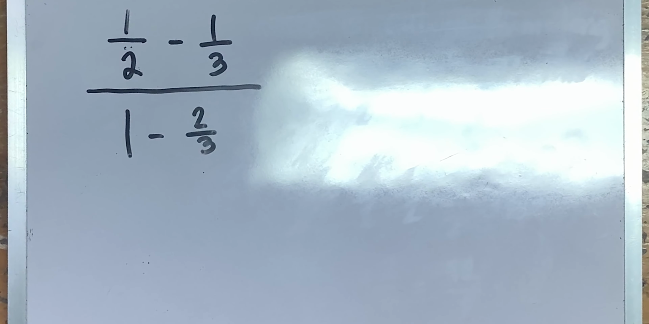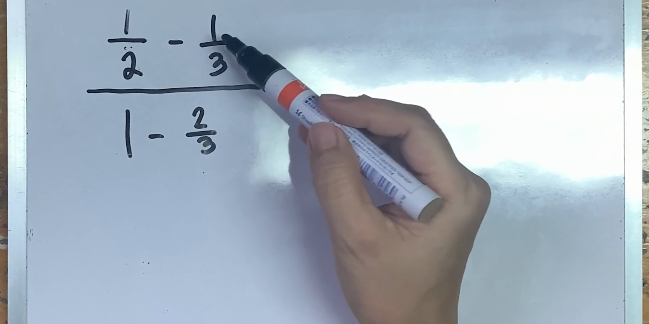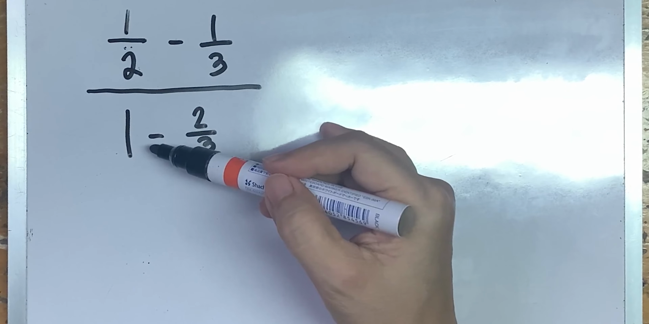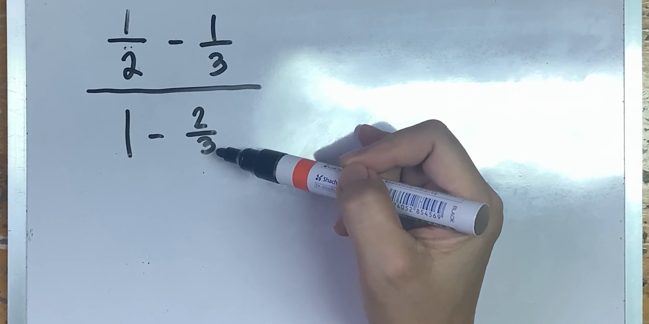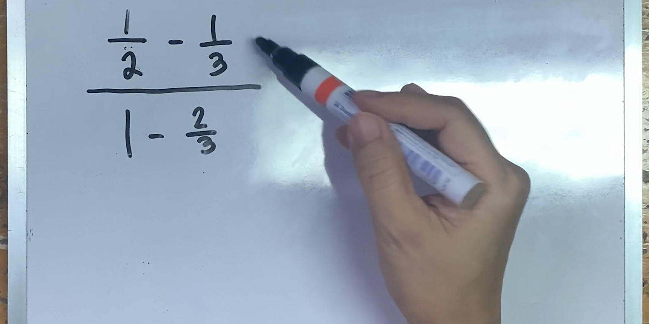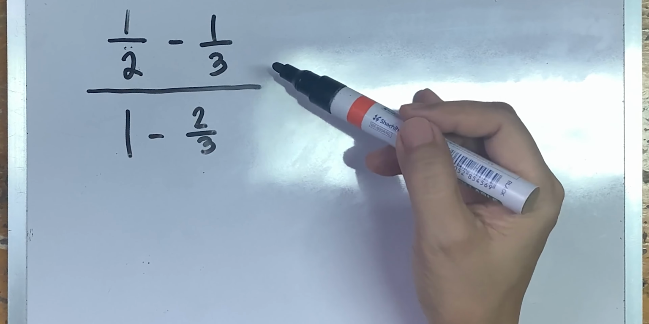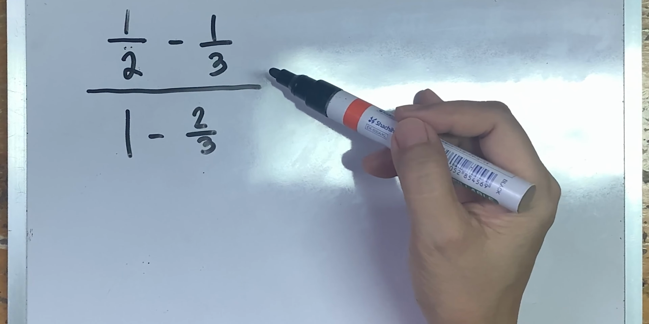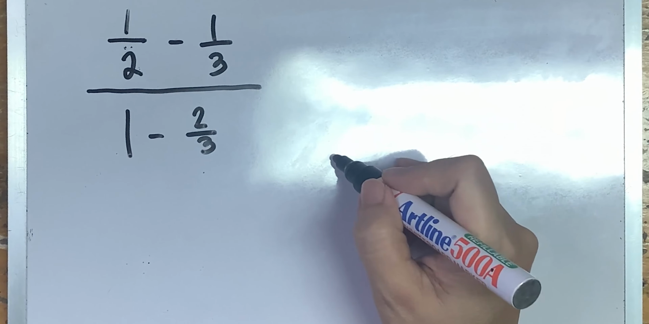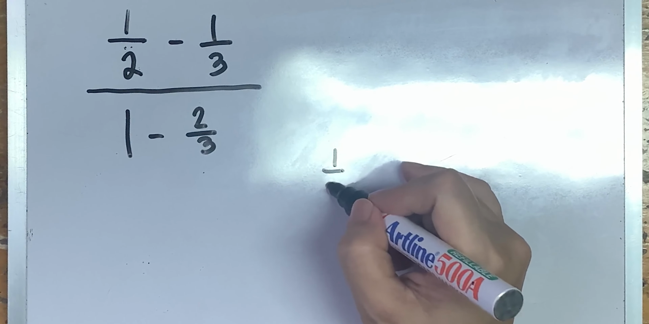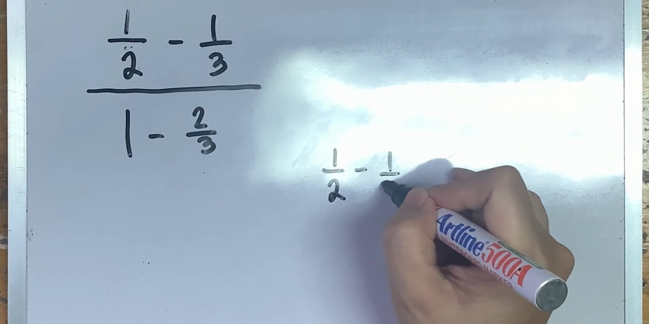Okay, in this example, we have 1/2 minus 1/3 over 1 minus 2 over 3. So you notice that the numerator is a complex fraction. So your goal is to simplify the terms in the numerator into a single fraction. The same is true with the denominator. So first, let's start with the numerator. Let's simplify the numerator. So 1/2 minus 1 over 3.